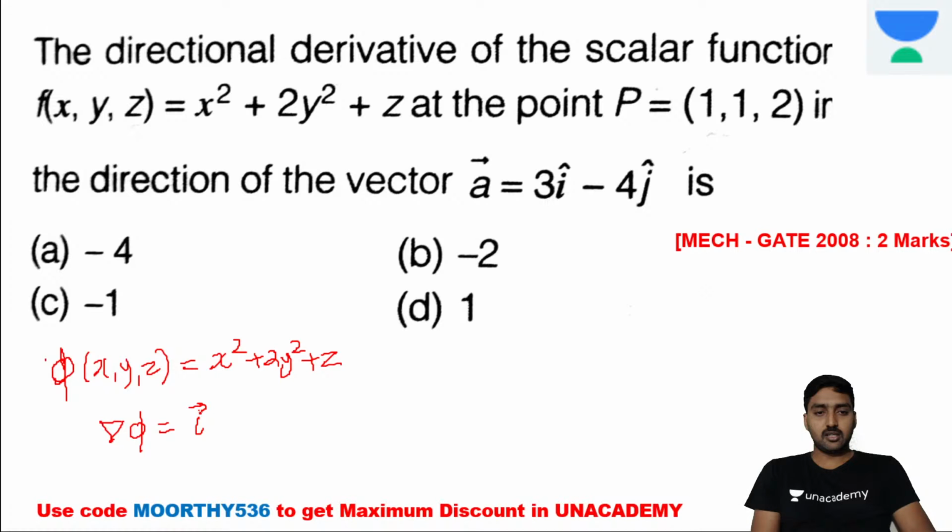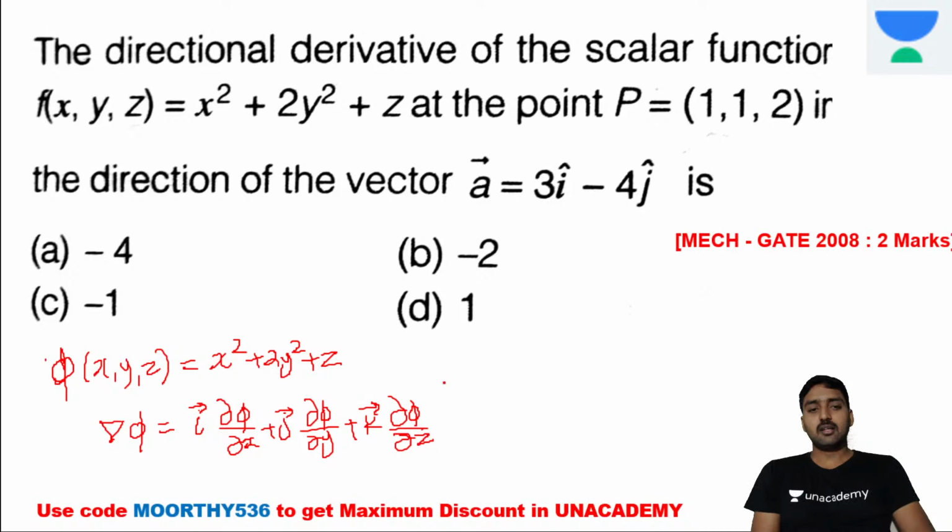It's i vector into dou pi divided by dou x plus j vector into dou pi divided by dou y plus k vector into dou pi divided by dou z. Now we need to identify the del pi, that is grad pi. First differentiate the function with respect to x. Del pi is equal to 2x i vector, with respect to y, 4y j vector, with respect to z plus k vector.